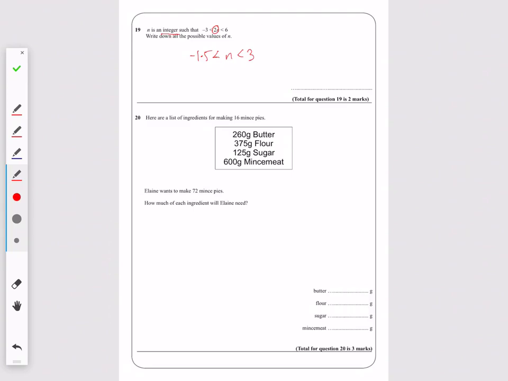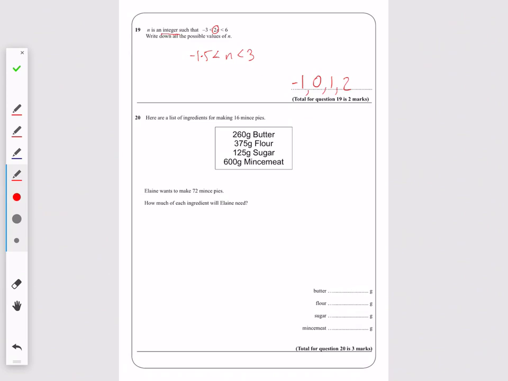So n has got to be between minus 1.5 and 3, and since it's an integer, it must be a whole number. So minus 1, 0, 1, and 2. So it's got to be greater than minus 1.5, and the smallest whole number above that is minus 1.